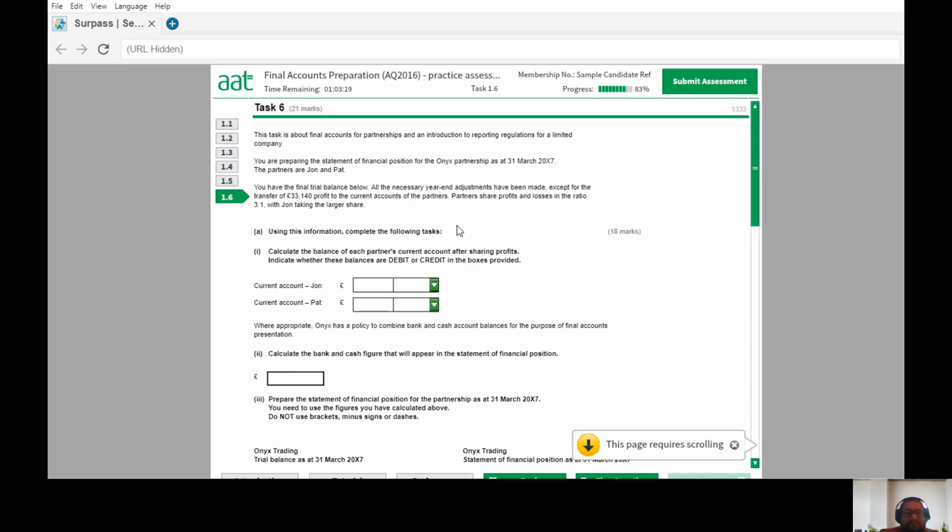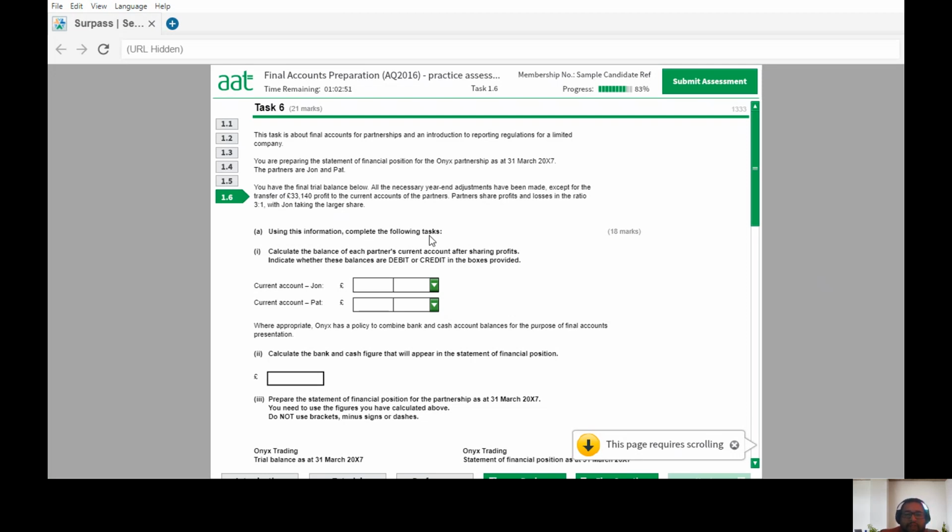You're preparing statements for Onyx partnership. Again, Onyx names come up now. Partners are John and Pat. You have the final trial balance below. All the necessary year-end adjustments have been made except for the transfer of 33,140 profit to the current account of partners. Partners' share of profit and loss ratio is 3:1, John taking the larger share.